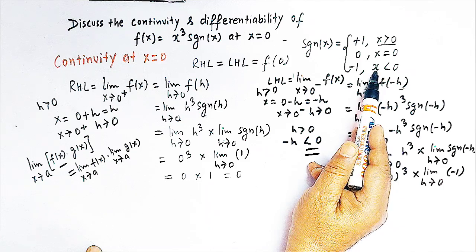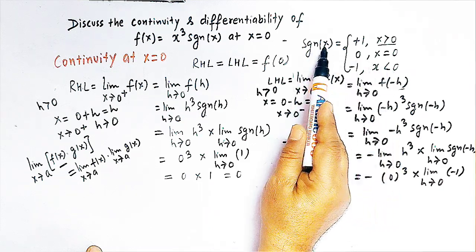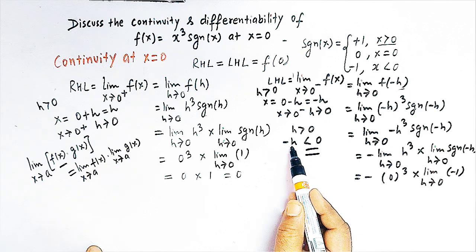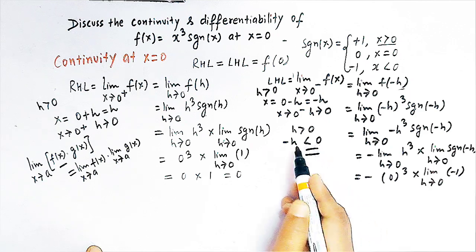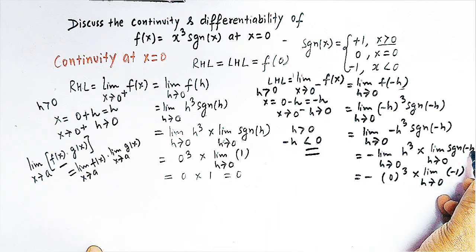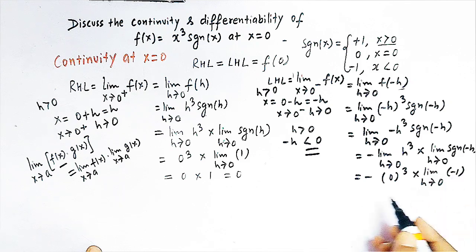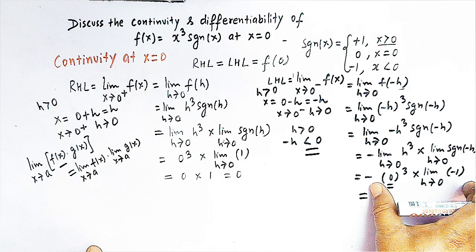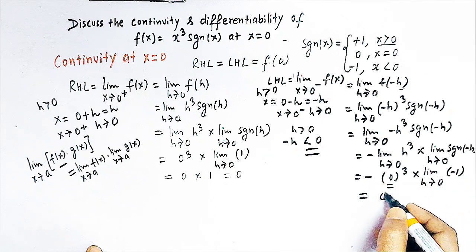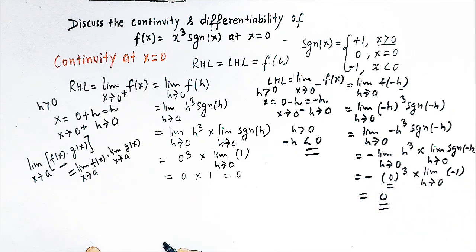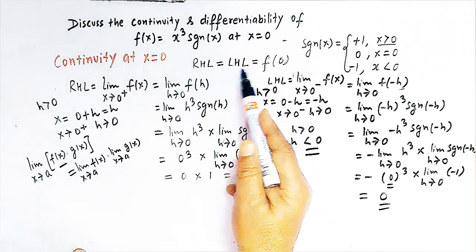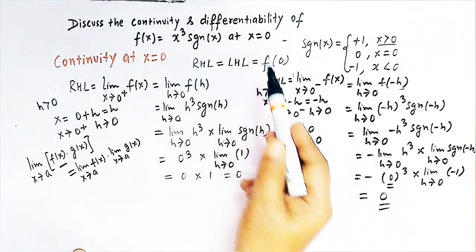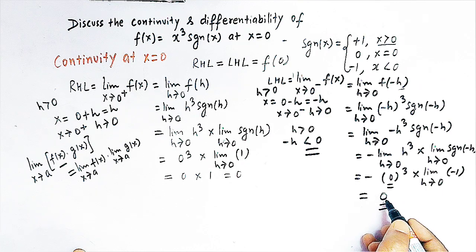So when x is less than 0, then signum of x is equal to minus 1. So here we have minus h less than 0, so signum of minus h should be equal to minus 1. So now here we have 0, so this entire term is now 0, right? So the left hand limit of this function when x approaches 0 is also equal to 0.